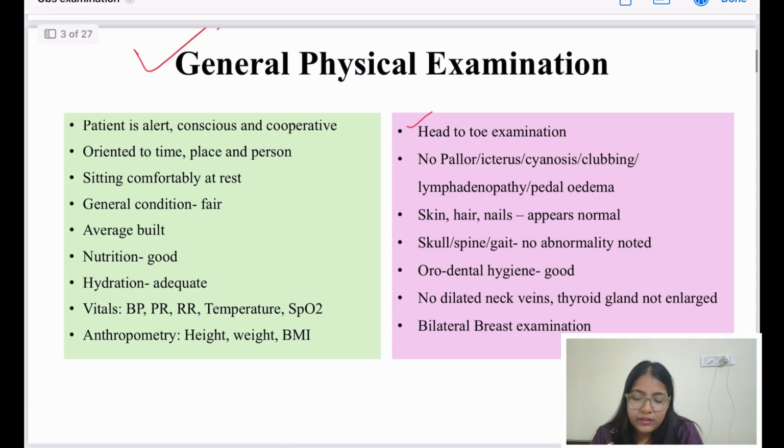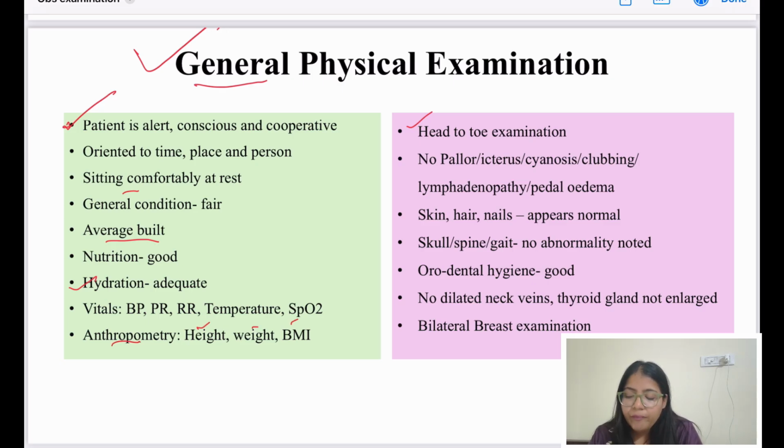First is general physical examination. You should start writing like this: your patient is alert, conscious and cooperative, oriented to time, place and person. She is sitting comfortably at rest. Her general condition appears fair. She is of average build with good nutrition. Hydration is adequate. Then you take the vitals: pulse, BP, temperature, respiratory rate and saturation, and then anthropometry: height, weight and BMI.